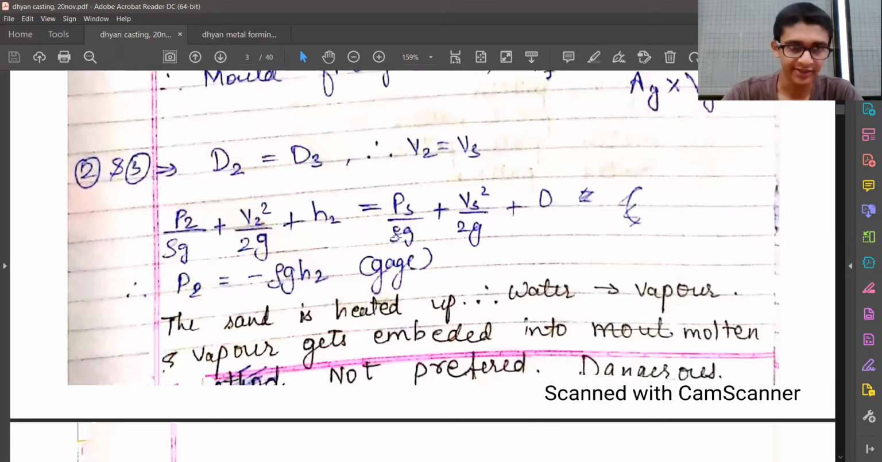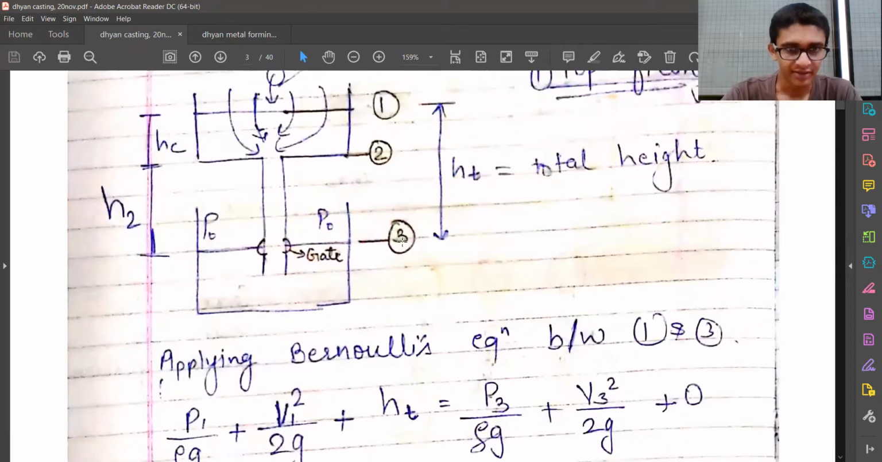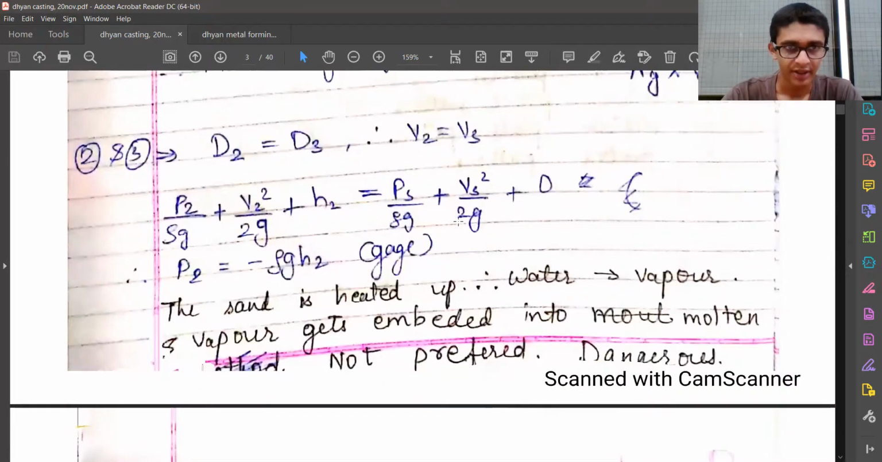And in that case, when we write the Bernoulli's equation, P2 V2 H2 term, P3 V3 H3 term, and H3 is 0 for obvious reasons, that we are taking the reference at location 3. And hence my P2, the pressure at location 2, is equal to minus rho G H2, which is the gauge pressure. And this is a negative pressure. That means it's negative with respect to atmosphere. It's not absolute negative pressure. It's negative with respect to atmospheric pressure.